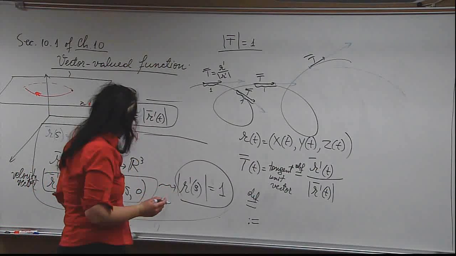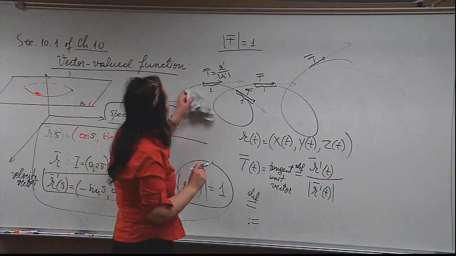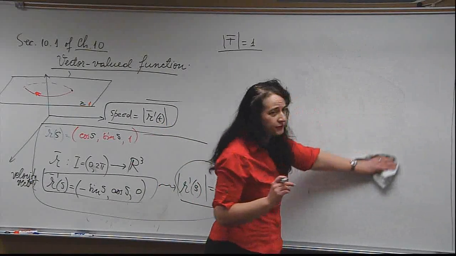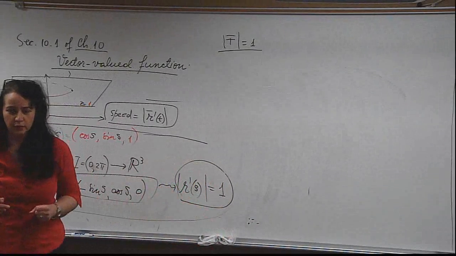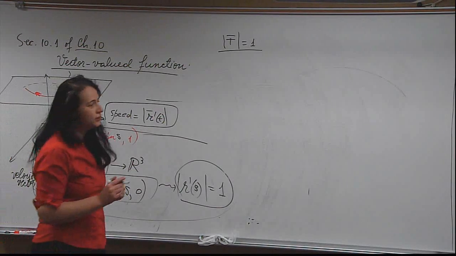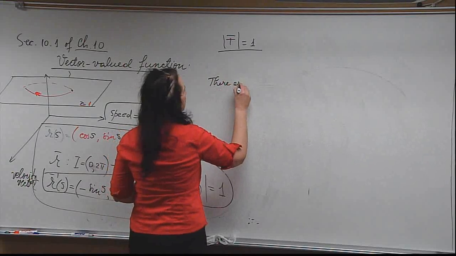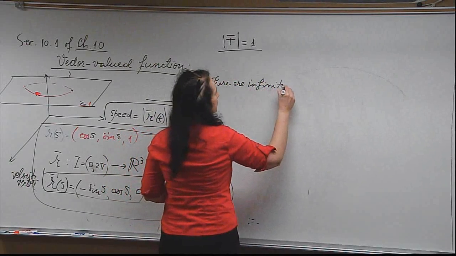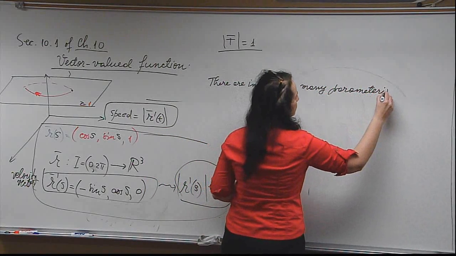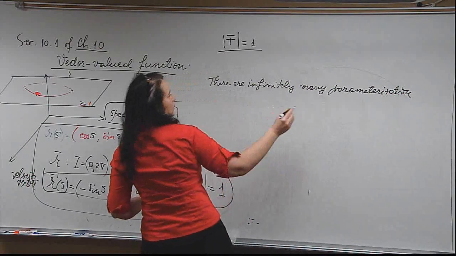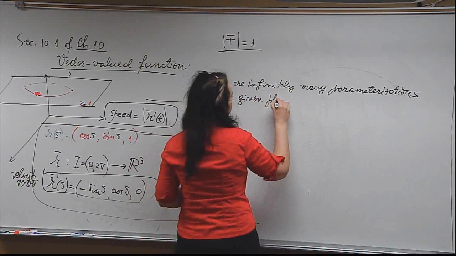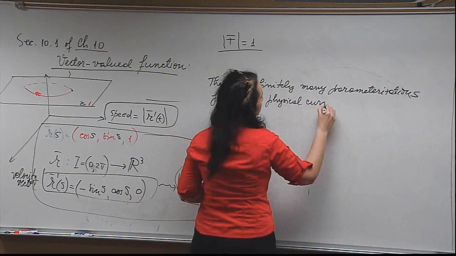Well, let me tell you that we can have another parametrization and another parametrization and another parametrization of the same curve. Say what? The parametrization of a curve is not unique? No. There are infinitely many parametrizations for a given physical curve, like ours, the regular one.